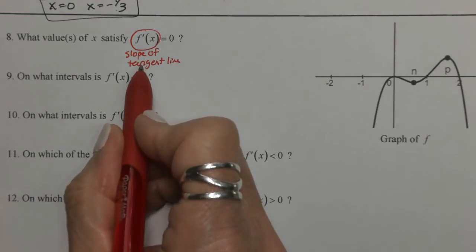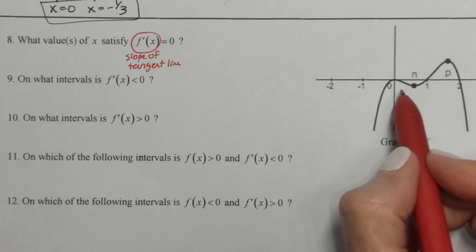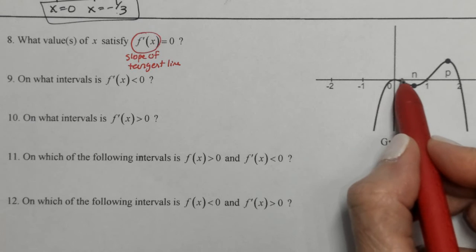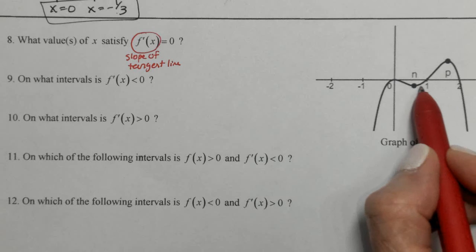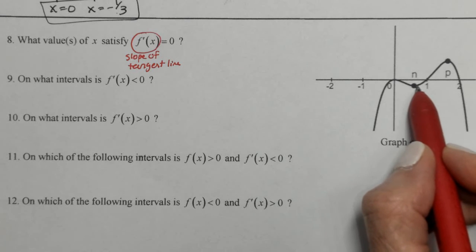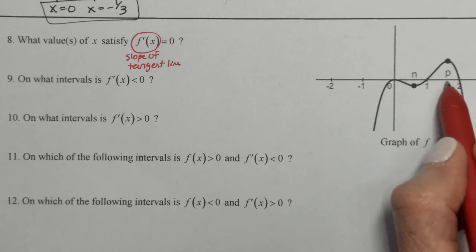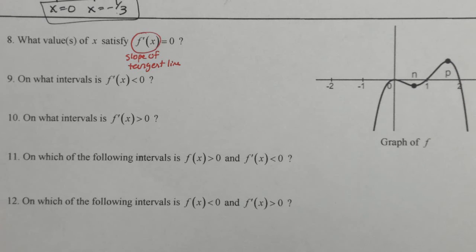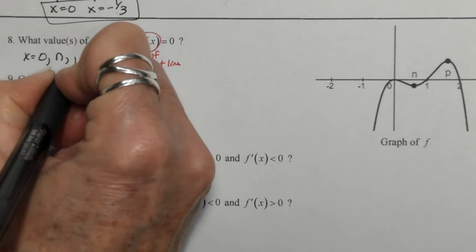And so we are asked, what values of x are there here where the slope of the tangent line is 0, right? Well, I see 3 places where the slope would be 0. The slope is 0 when x is 0, the slope is 0 when x is n, and the slope is 0 when x is p. So I would say x is equal to 0, n, and p.